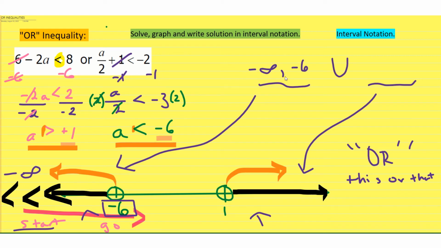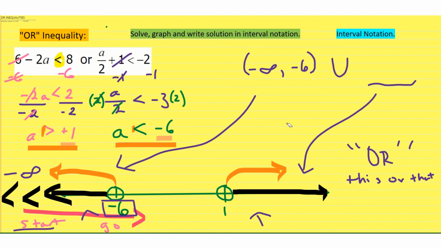Can it be equal to the -6? No. So we put a soft close because it cannot be equal to the -6. Does it ever reach negative infinity? No, we can never reach negative infinity. So it's also what I call a soft close. A soft close is represented by parentheses. That means it cannot be equal to the negative infinity. It cannot be equal to the -6.